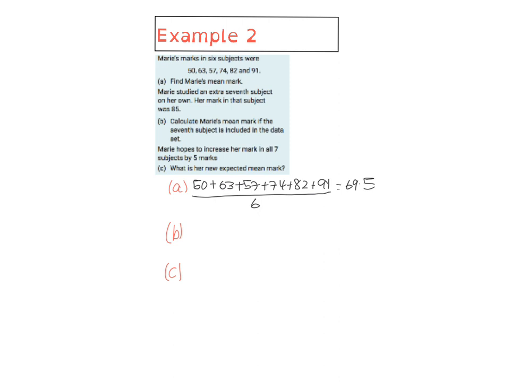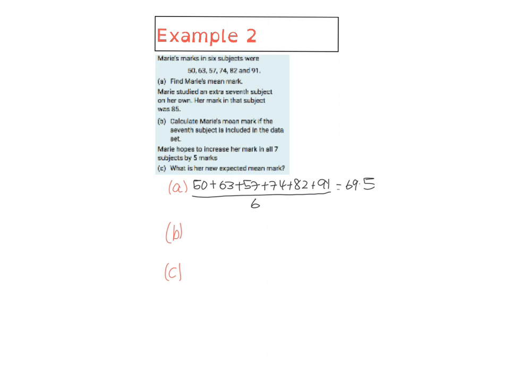So part B. Marie studied an extra 7th subject on her own. Her mark in that subject was 85. So calculate Marie's mean mark if the 7th subject is included in the data. So now Marie has a new subject and we need to add that in. Now, there's 2 ways we could do this.